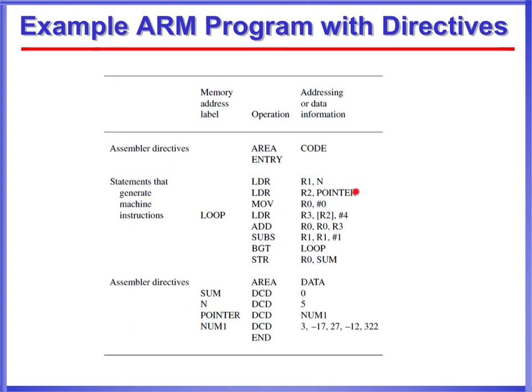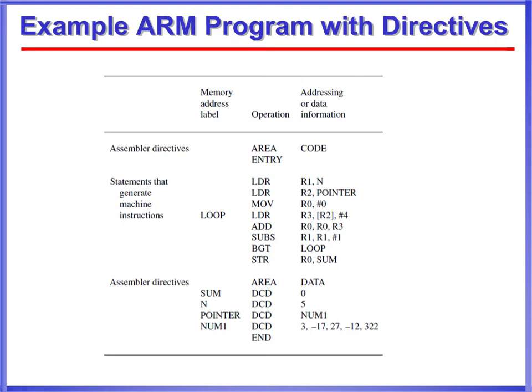So somewhere in our program here we have pointer. Well, what is pointer? It is an address in memory, okay? And what's stored at that address in memory? Another memory address. The address associated with num1. That address holds 3. Okay?